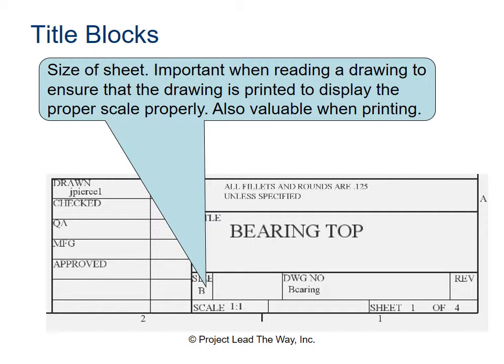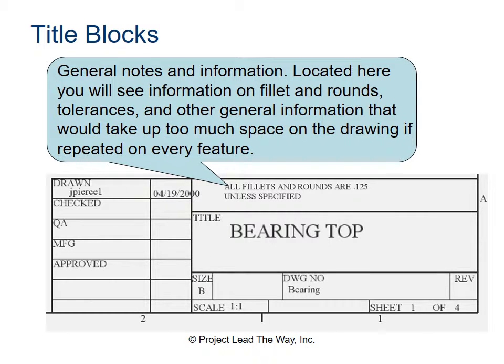Size of paper, we'll be using A or C for the most part. A is your regular letter paper. C is the 22 by 14, I believe, that you see hanging around on the walls. You will also put general notes and information in the title blocks, giving things that you don't want to have to specify on the drawing itself.